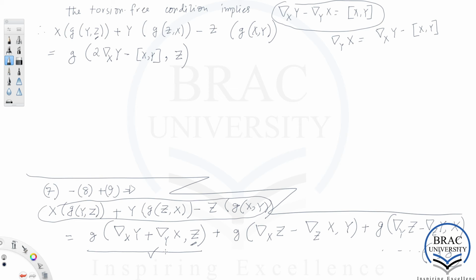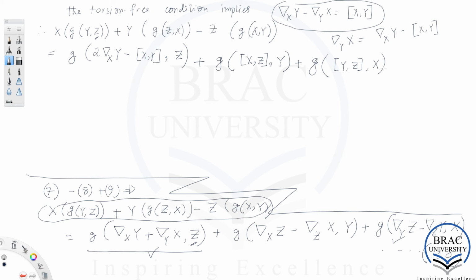For the second one, nabla x z minus nabla z x is going to be the commutator of these two vector fields x and z, and then comma y, and then finally for the last summand it's going to be g of the commutator of y and z comma x. Okay.